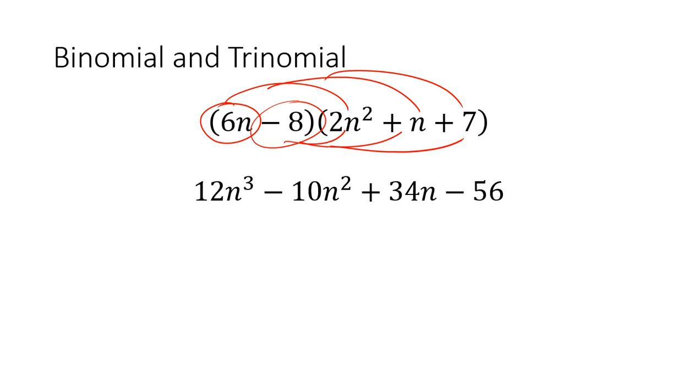Okay, so you've got to go first, outer, inner, last, or not first, outer, but you've got to multiply the first term by all of them, last term by all of them. Okay. Now, when you get to those binomial trinomials, or trinomial times a trinomial, it gets a little difficult because you might lose your place.